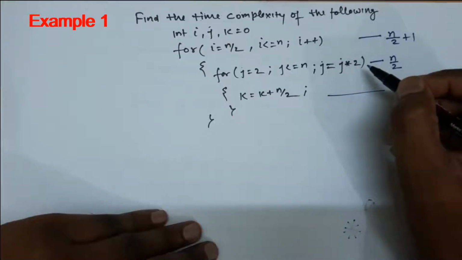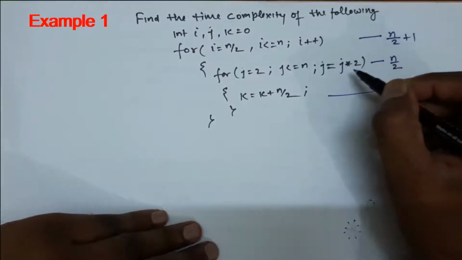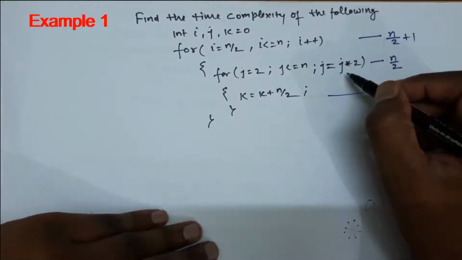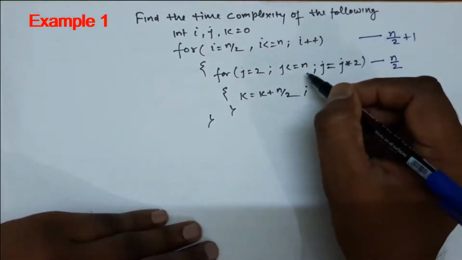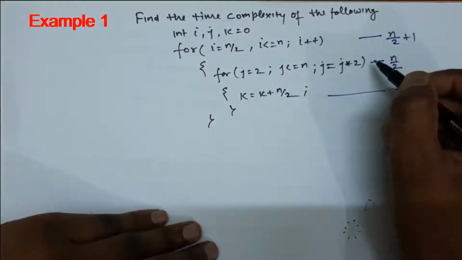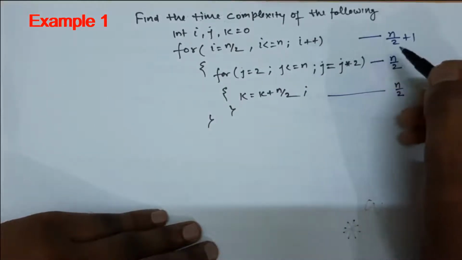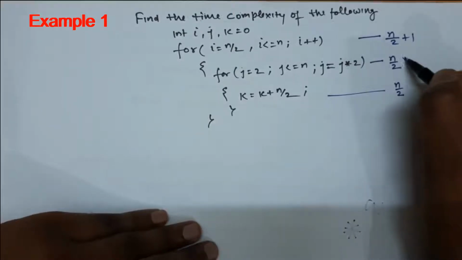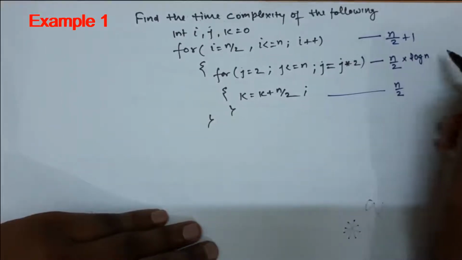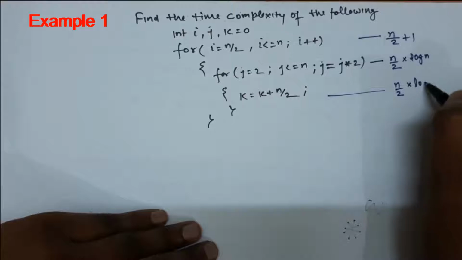It is less than or equal to n. Okay, the value of j is getting double till it is reaching to the value of n. So several times we can double a number till it is less than n. So it will be log n. Okay, so it will be log n, and this would also be log n.